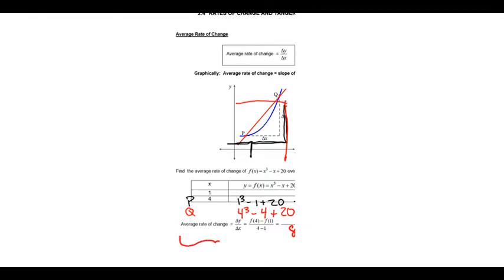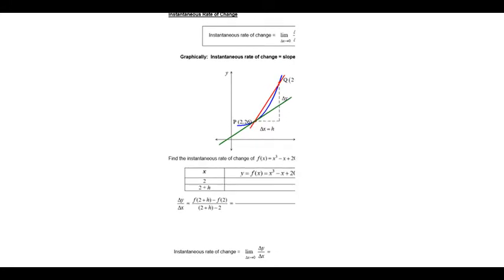Okay, so when we're finding average rate of change, this is really important, the word average. When we're finding our average rate of change, we are looking for the slope between 2 points on our curve. The next page talks about instantaneous rate of change, which is just a little bit different.